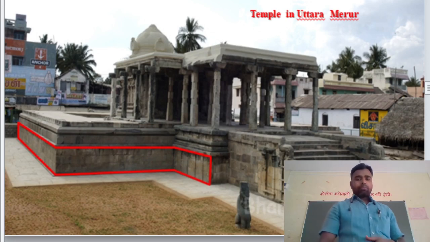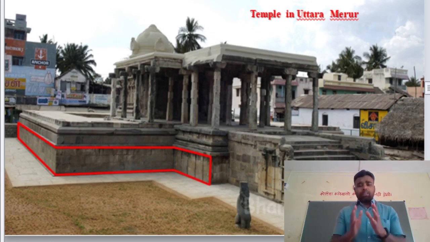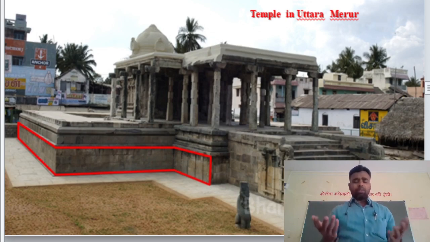Now let us see the next point. Let us see here a temple in Uttarameruru. Uttarameruru is the name of an agrahara. There also is one temple. In that temple they might have given education.